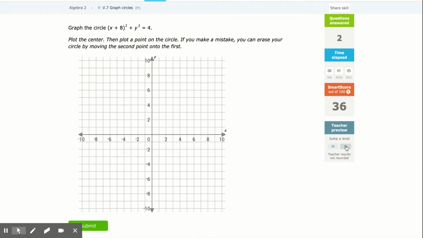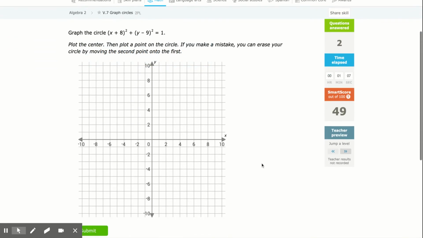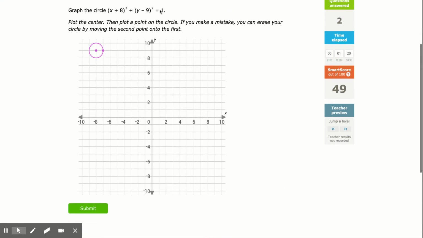Again, there's another one, so I'm going to jump ahead. Here's one where the circle is centered at -8 and +9. And again, a radius of 1. They do a lot of circles with radiuses of 1. But remember, I'm square rooting that 1. It's not just the 1 in and of itself. I actually square root it.